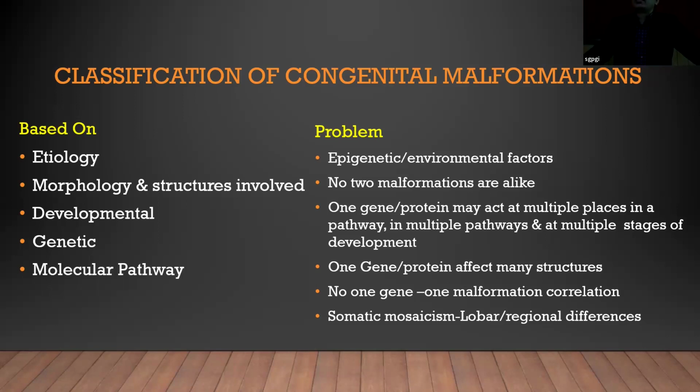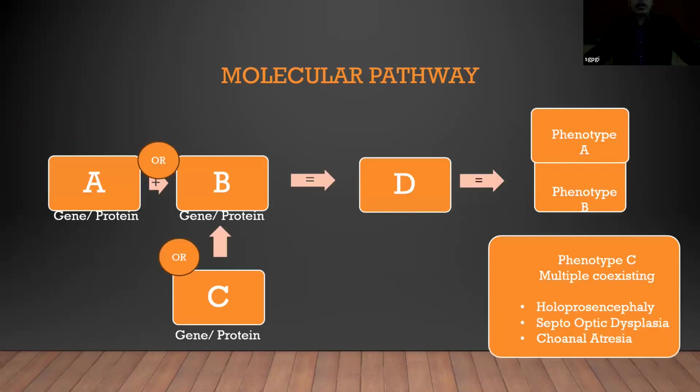But even though we have identified the problem, there may be many different phenotypes, and different parts of the brain may show different appearances due to somatic mosaicism. There may be regional differences. So what I'm talking about is that molecular pathway. Take a very small pathway, which is hypothetical. There's an A gene and a B gene, and they both interact to give you the D product. So the problem may be with A or B.